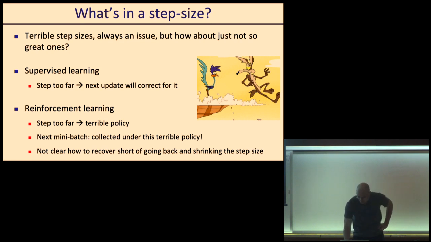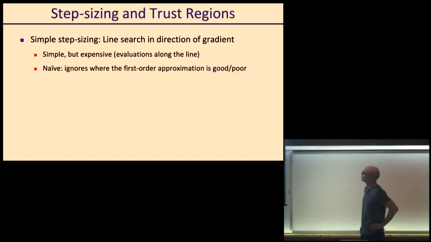Now, you can say, okay, what can we do? The simplest thing would be essentially line search in the direction of the gradient. It's very simple. You have a gradient direction, you line search in that direction, and you see which is the optimal step. For every step size, you can do a bunch of rollouts, measure the performance, and see which one is best.